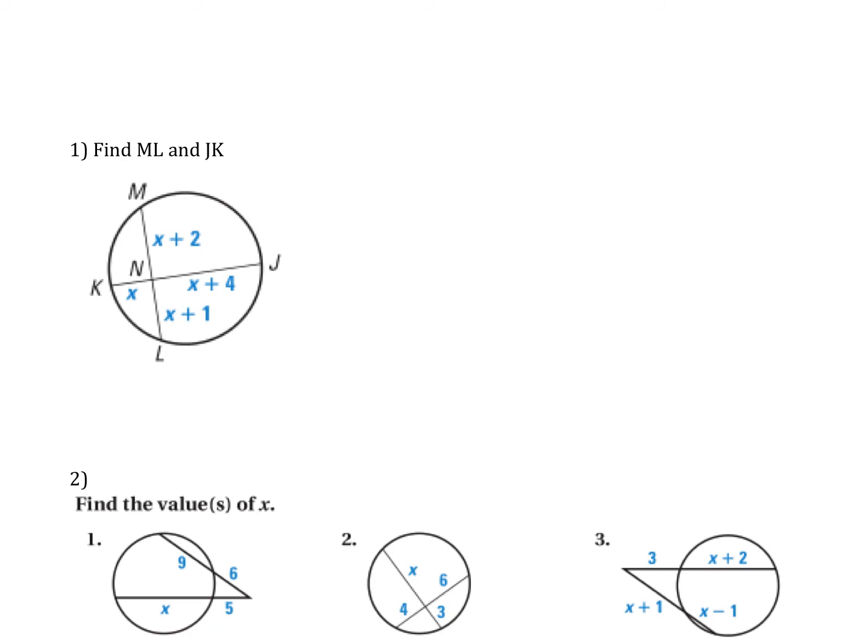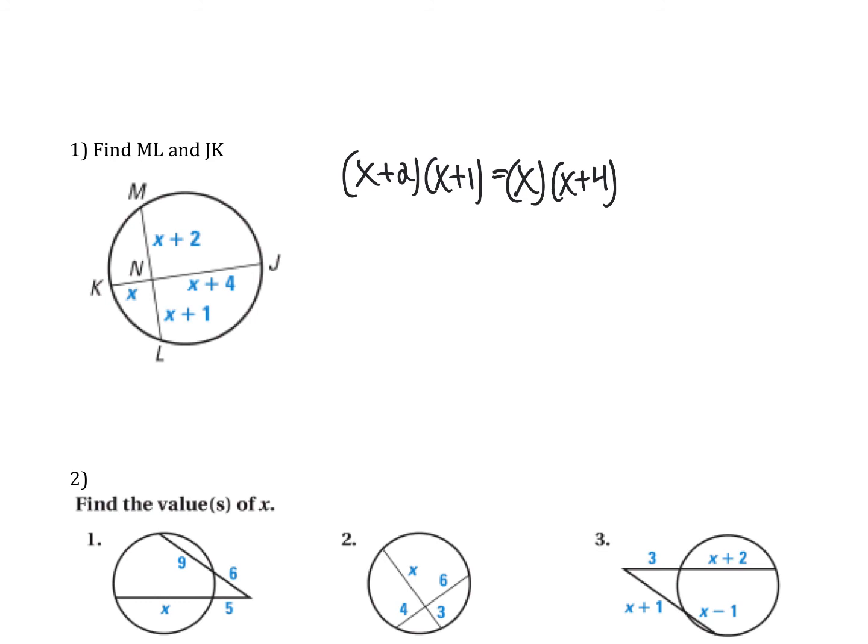So the first one here, it says find ML and JK. Well, I have two intersecting chords, and if you remember, when you have two intersecting chords, the two mini chords multiplied by each other should be equal. So I could say that x plus 2 times x plus 1 is equal to x times x plus 4.